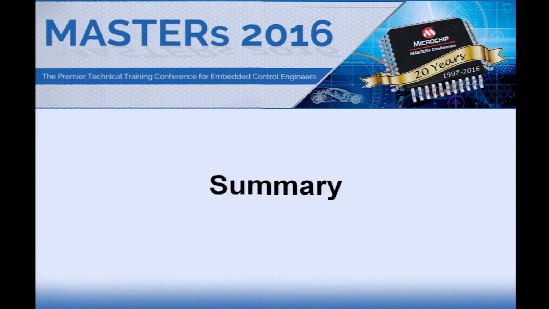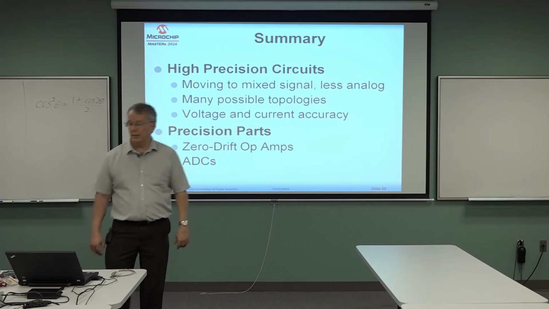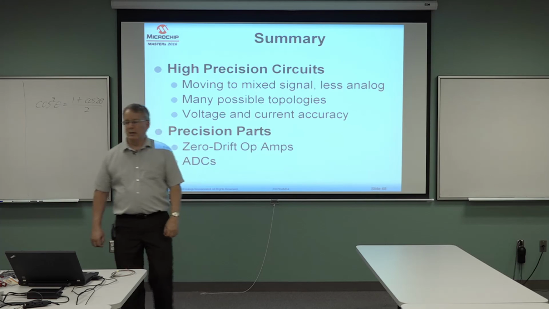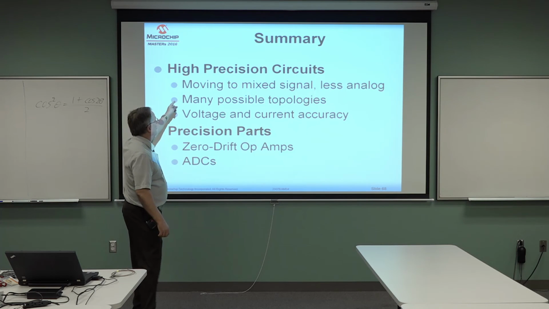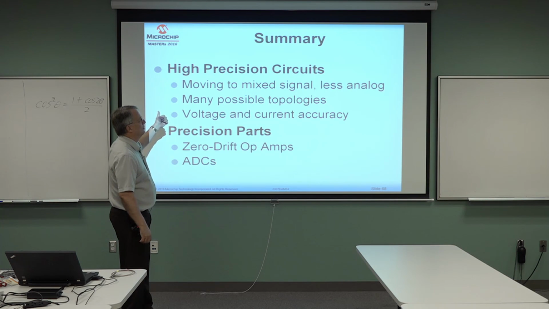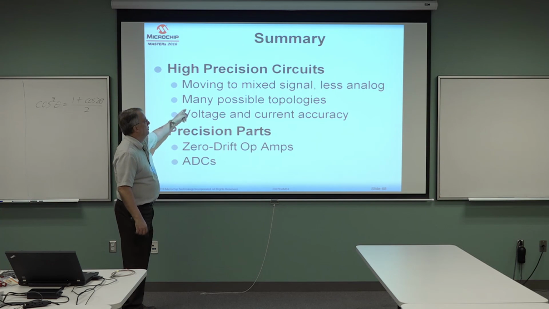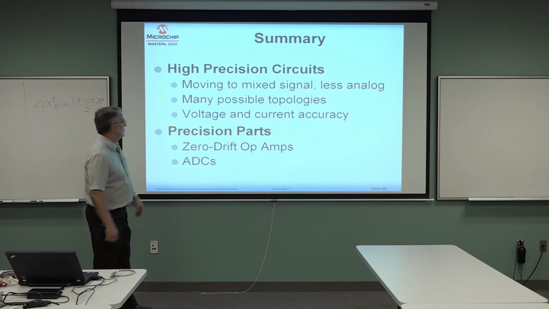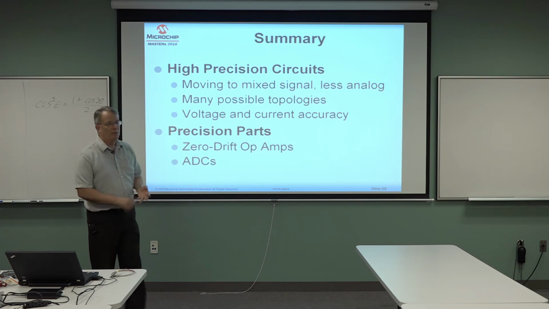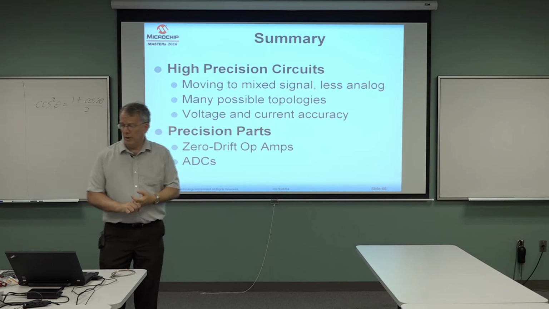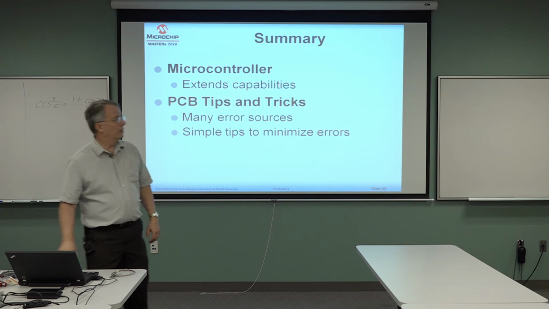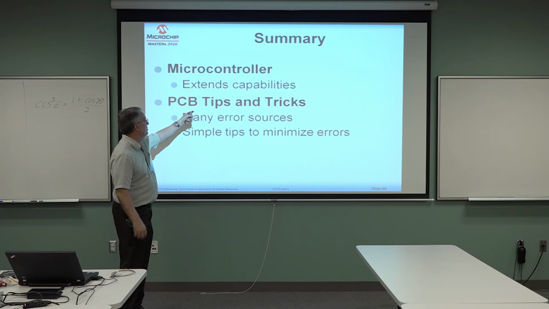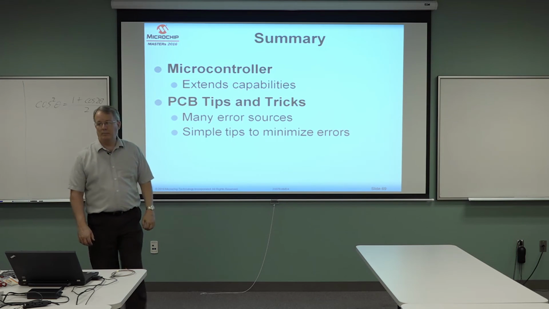And that pretty much covers the class. I'd like to summarize and then comment a little bit about what comes after the class in the PDF file. First of all, we have the high precision circuit material that we covered. We talked about how it's going more mixed signal, less pure analog, the many topologies you can use, and the accuracy. Now the precision parts we talked about: zero drift op amps, ADCs, and then some help from the microcontrollers. And probably the bigger issue covered by this class is on the printed circuit board, the different error sources and how to minimize them.